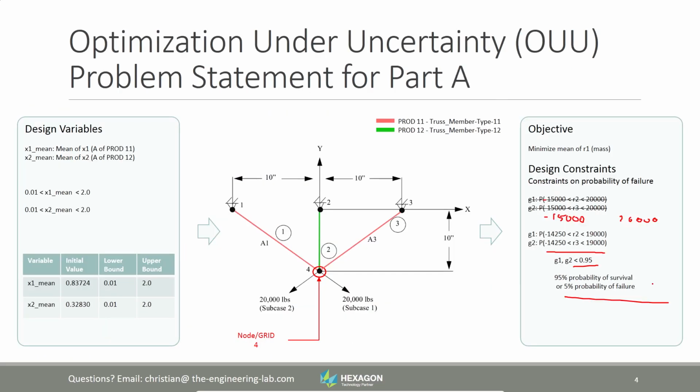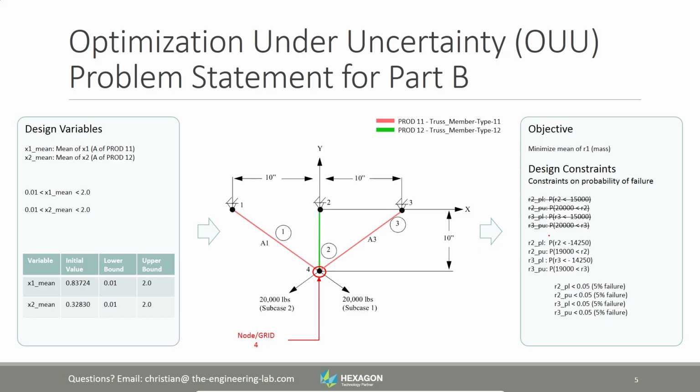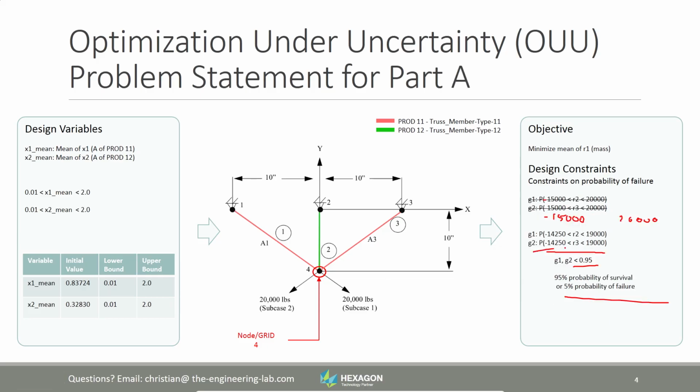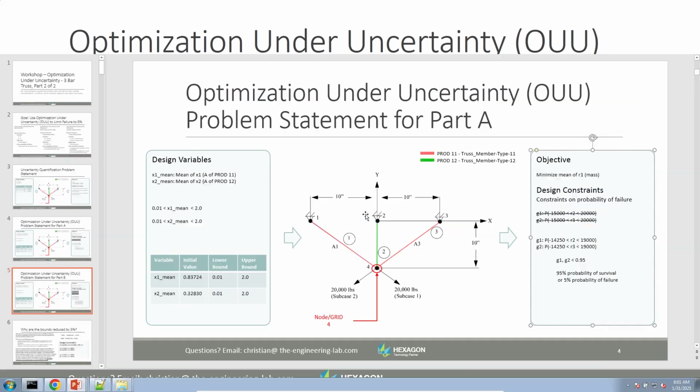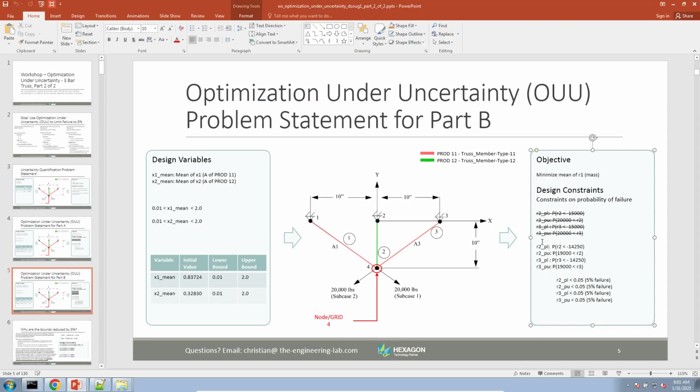Now, what we're going to do in part A of this exercise, we are going to constrain the total probability, the probability that the response is within the lower and the upper bound. What we're going to do in part B, we are actually going to constrain reliability indices. So maybe I should make a note here. Constrain reliability indices.